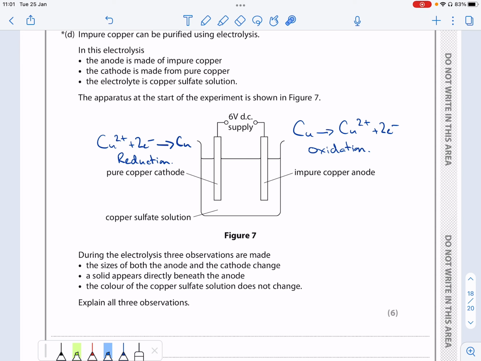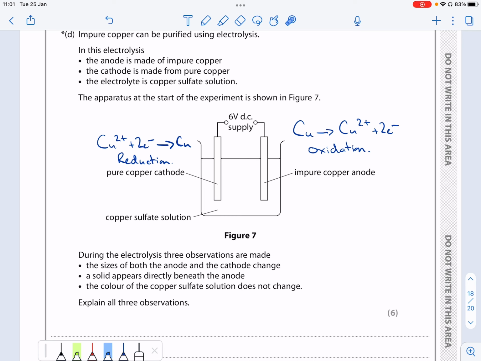So what we need to do is three things. We need to talk about the sizes of the anode and cathode. We need to talk about a solid that appears underneath the anode, and we need to talk about the colour of the copper sulfate. So let's deal with these as we go through this.